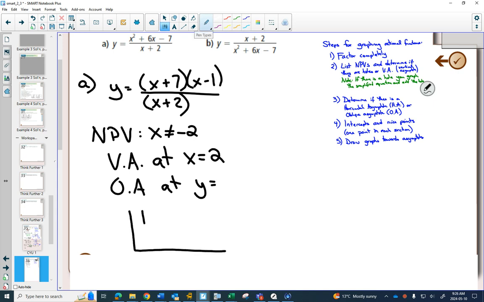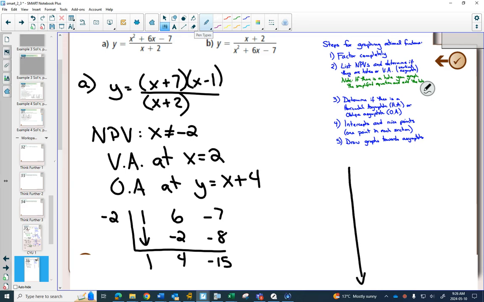I have x squared plus 6x minus 7, no zeros necessary. I'm dividing by x plus 2, so I put a minus 2 out in front. Bring down the 1. Multiply and add. Multiply and add. And even though the remainder is quite a big number, minus 15, you can ignore it. Your asymptote is just going to be y equals x plus 4.